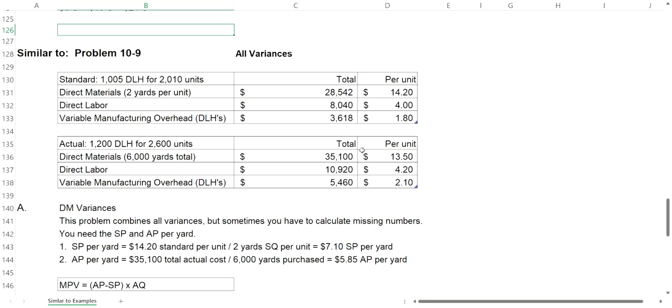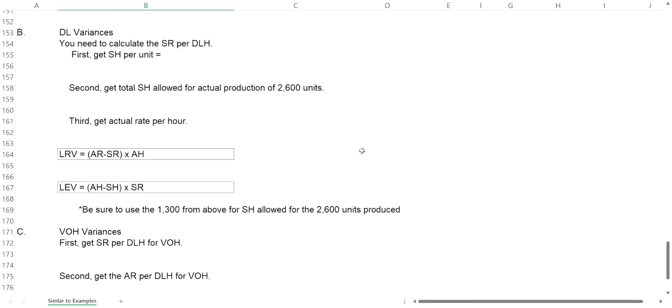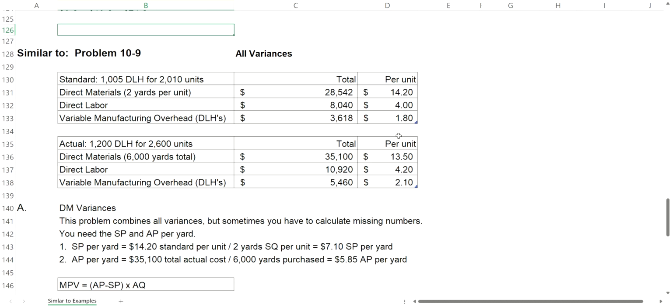Okay, for this last problem, problem 9, you'll be doing all the variances, materials, labor, and overhead. There won't be a separate video on that, but it's done similar to what we did in the previous problems. And the answer to this is available on the Excel file that has the answers to the other exercises from Chapter 10. Thank you very much.